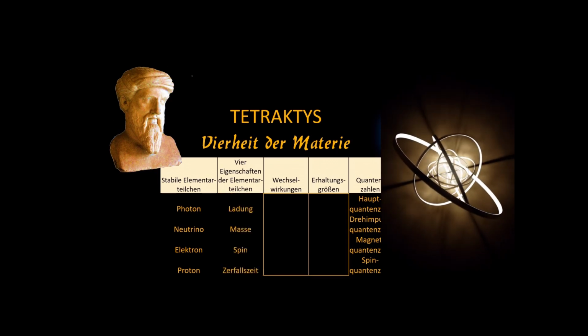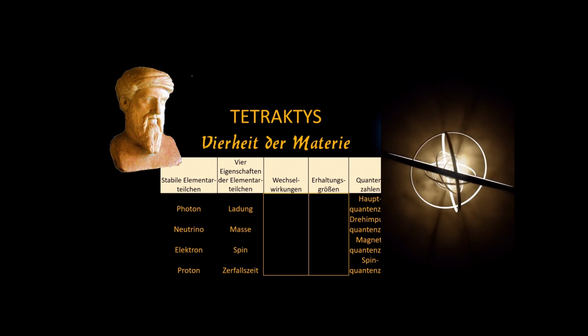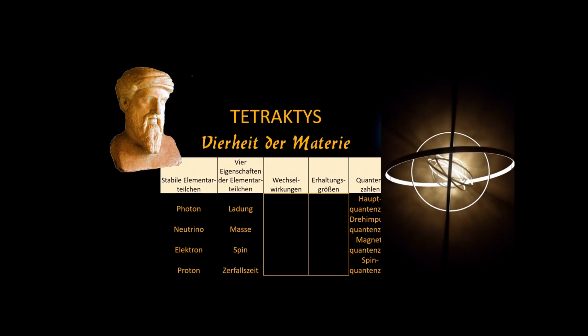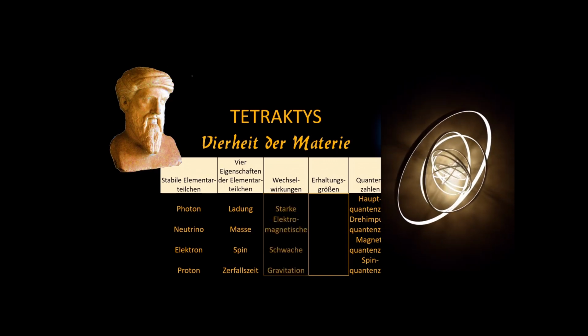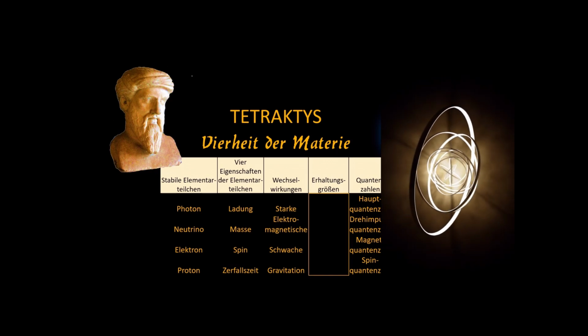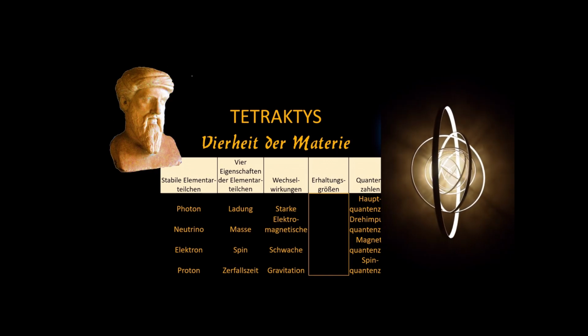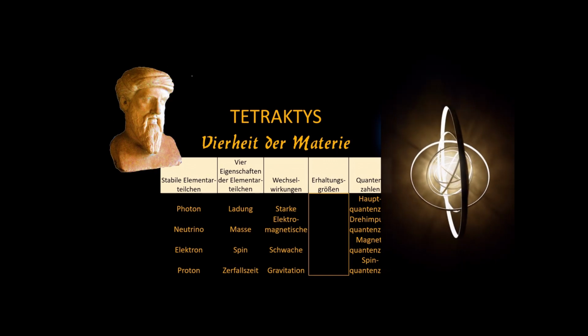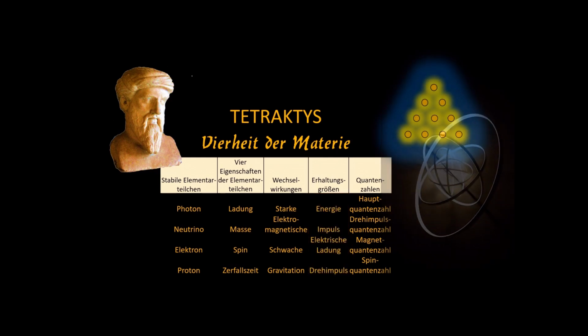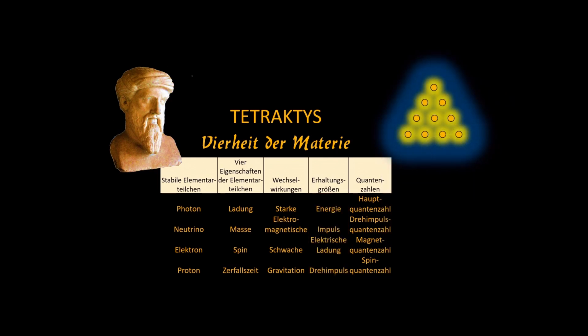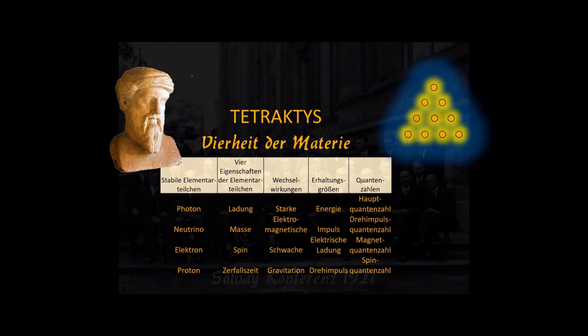There are four properties of elementary particles that can be measured directly: charge, mass, spin, decay time. There are four interactions possible between elementary particles: the strong interaction, the electromagnetic interaction, the weak interaction, gravity. There are four conservation quantities of classical physics known: energy, momentum, electric charge, angular momentum.